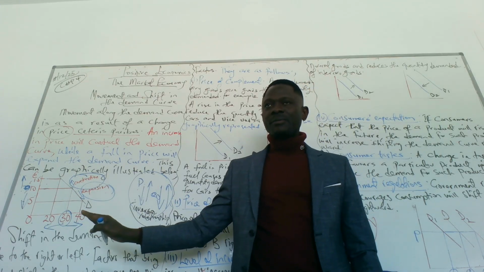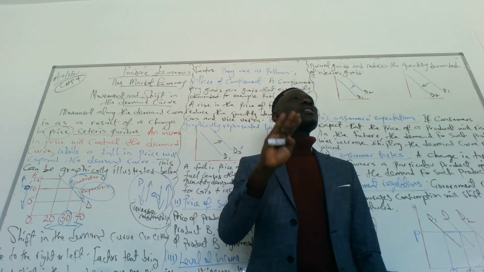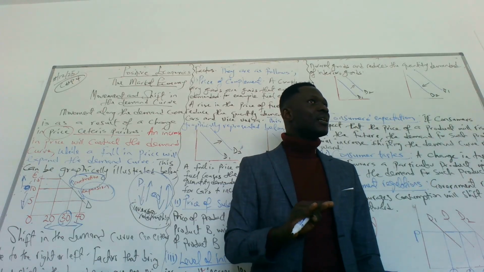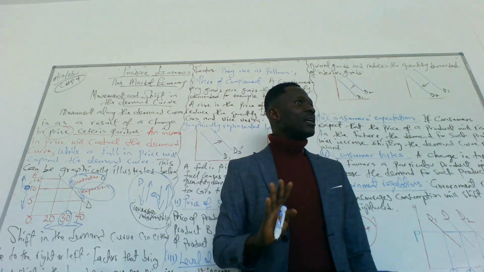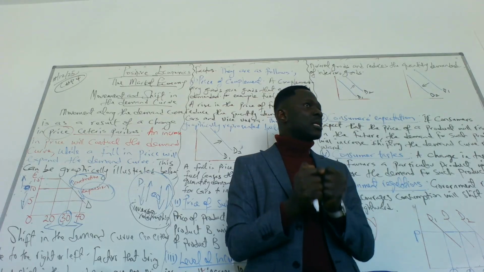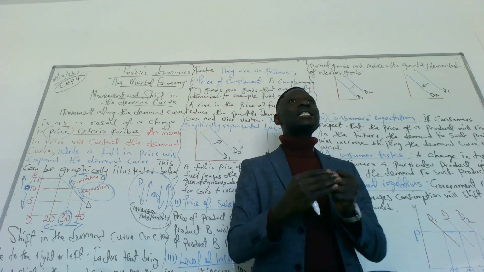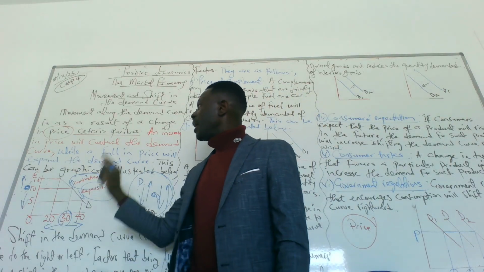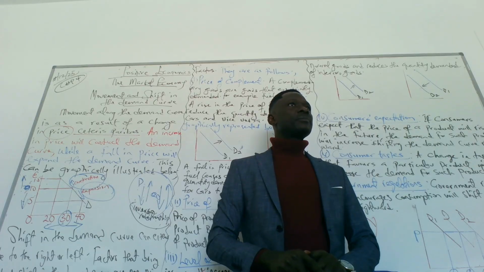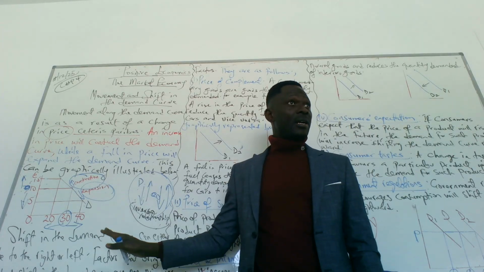Do we get it? There's movement along the demand curve because there's a change in price. Increase in price or decrease in price will bring about a change in price. An increase in price contracts the demand curve. A fall in price expands the demand curve. And that is what we saw here. Any question about movement? Done. I'm clear, right? Yes. Good.